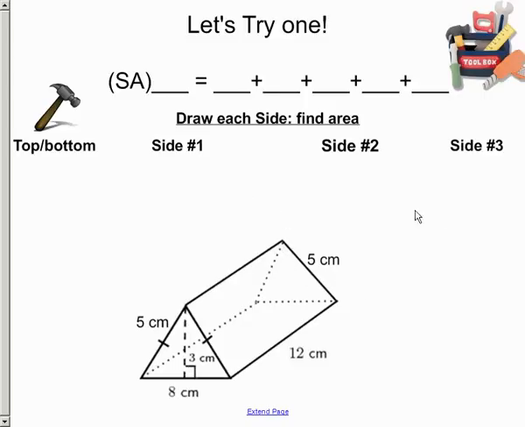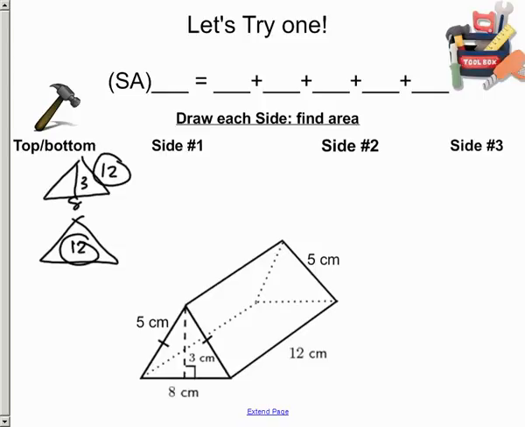Let's try this strategy right here. So let's start with the top and bottom. Those are our congruent triangles. So I'm going to just draw the 2 triangles. And this is what you'll do on your scratch paper for MCAs. You're going to draw your 2 triangles. What do we need to know? We need to know the base, which is 8, and the height, which is 3. Now we can find the area. So 8 times 3 is 24 divided by 2. So the area of this triangle is 12. That means the area of this triangle is 12.